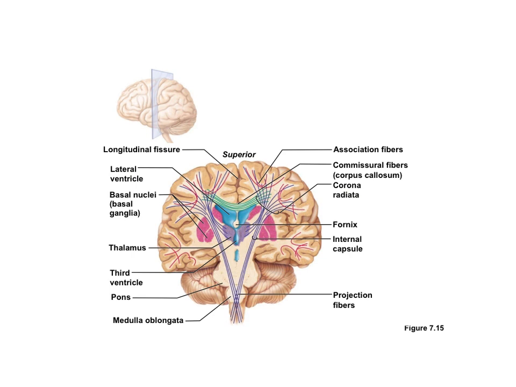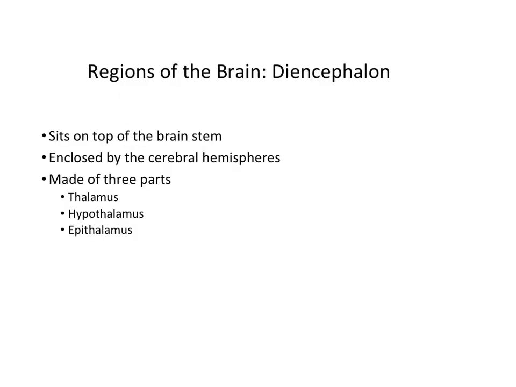So in this diagram, you can see the gray matter is on the outside of the brain, the white matter is deeper, and you can see the two halves of the brain are connected by this structure, which is the corpus callosum. And then you can see also those basal nuclei that are located in the brain here. Next, we'll talk about the diencephalon. It sits on top of the brainstem. It's enclosed by the cerebral hemisphere, so it sort of sits in between the right and left side. And it's made of three parts: the thalamus, the hypothalamus, and the epithalamus.